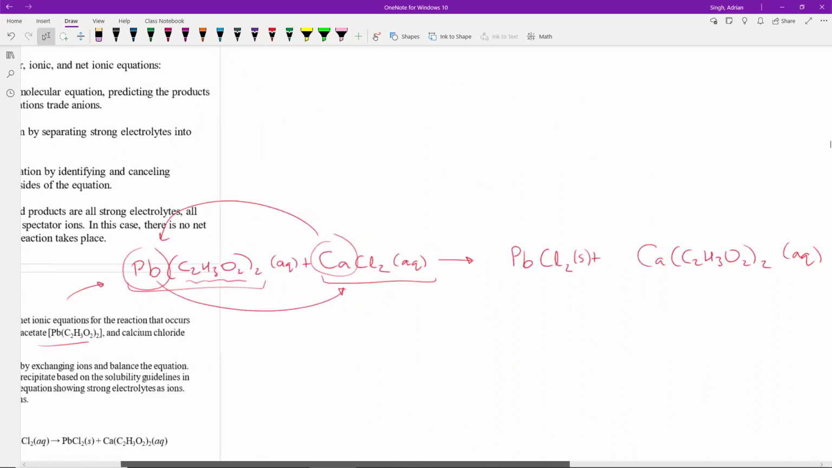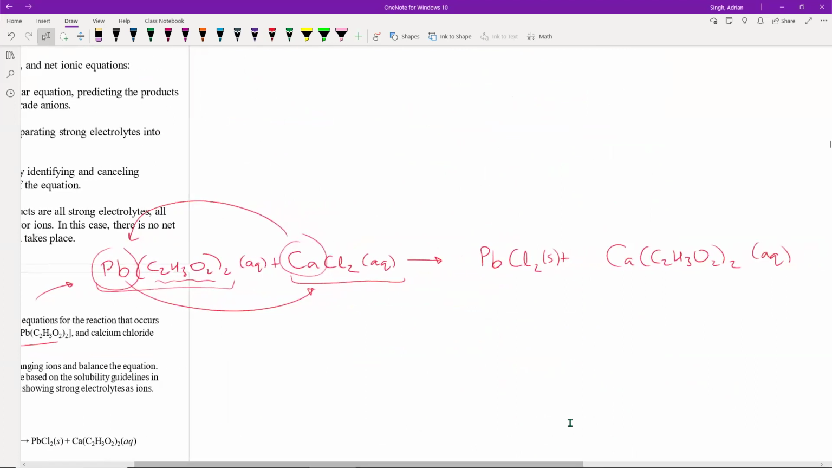You want to make sure that this is balanced properly. So let's see. We have one lead on the left, one lead on the right. 2 acetates on the left, 2 acetates on the right. 1 calcium on the left, 1 calcium on the right. 2 chlorides on the left, 2 on the right. Okay, so that's our balanced equation.